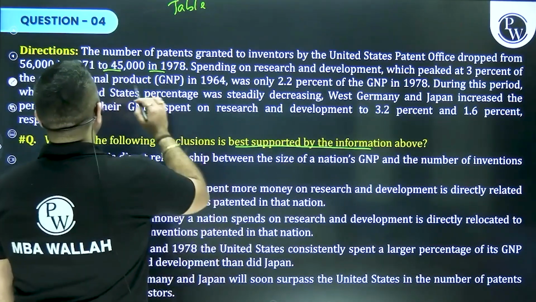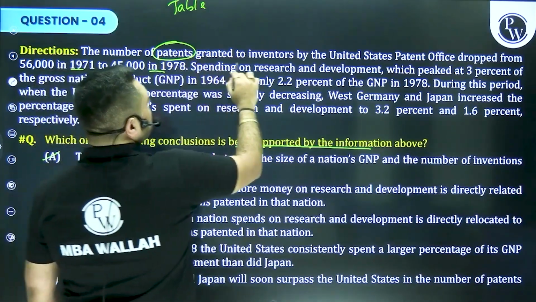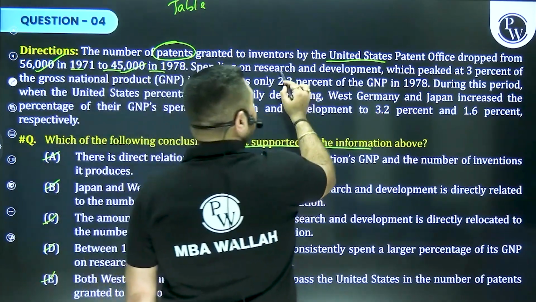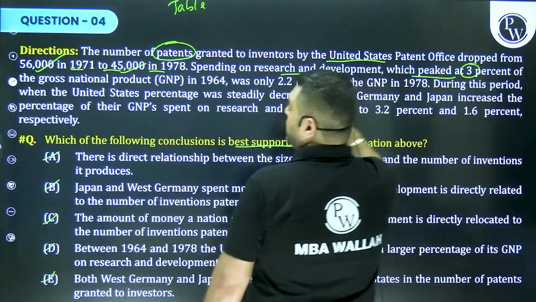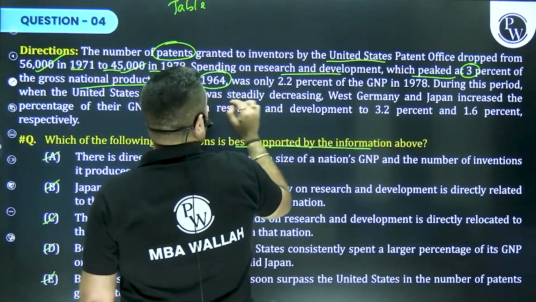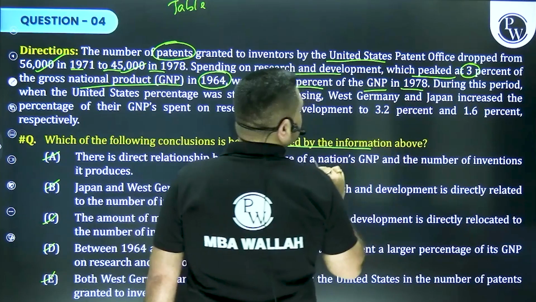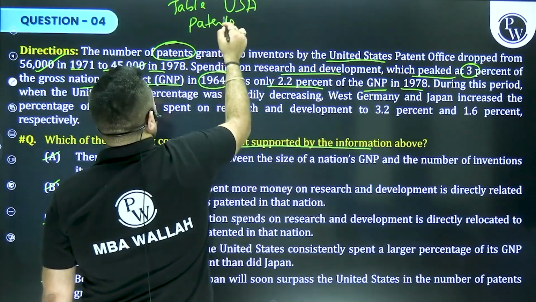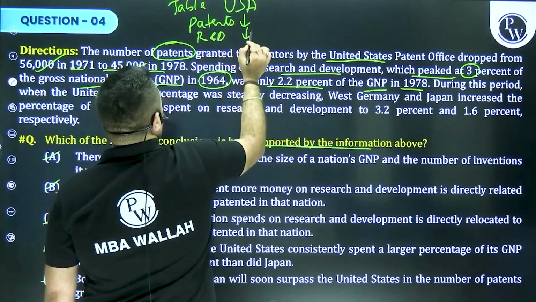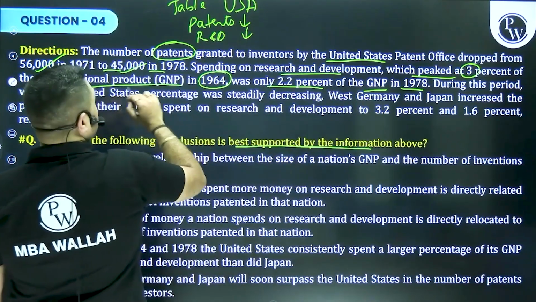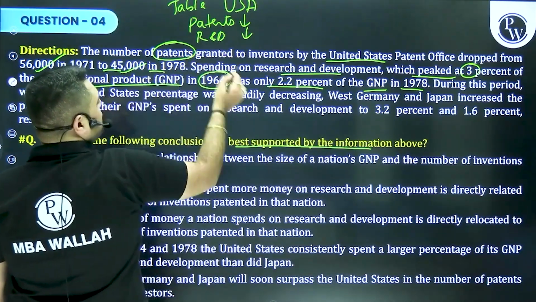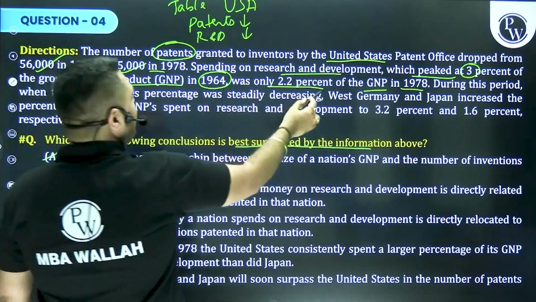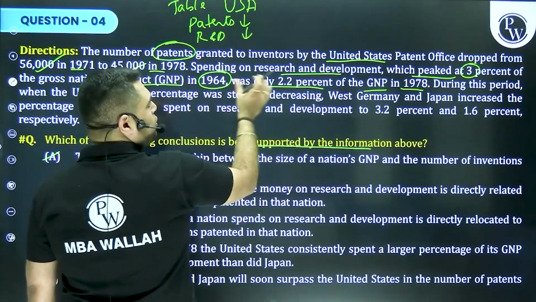Chalo. What we are saying is the number of patents granted to inventors by the US Patent Office dropped from this to this over those 7 years. R&D spending also, which peaked at 3% of GNP in 1964, was 2.2% of the GNP in 1978. So there is the US of A. We are saying patents reduced. We are saying R&D reduced, and R&D's peak was 3% of the GNP. It reduced to 2.2%. People, please remember 2.2%, 3%, spending on R&D. It was quite a lot and it came down to 2.2%.